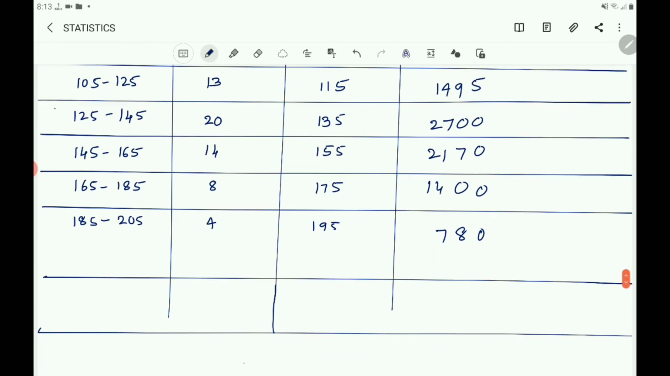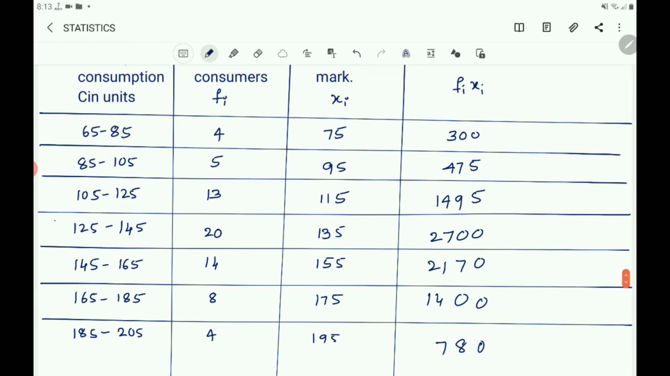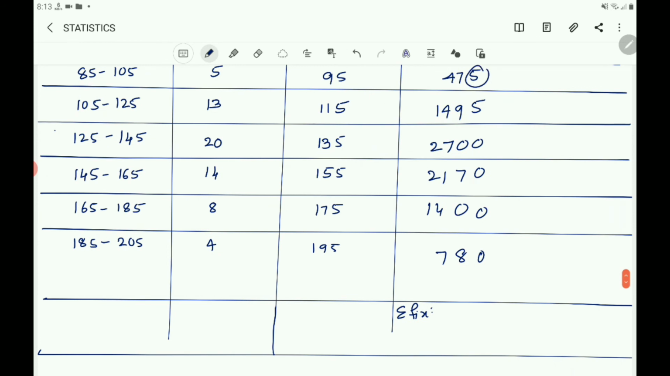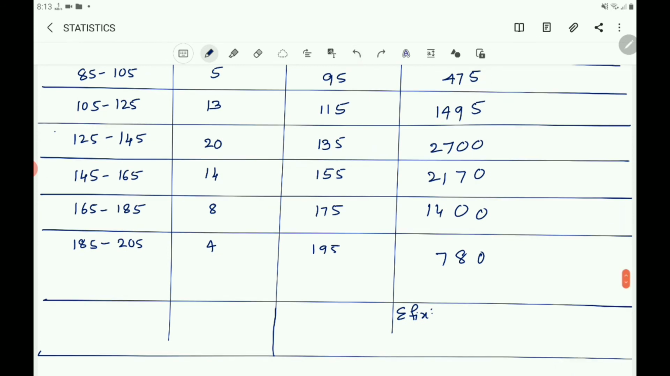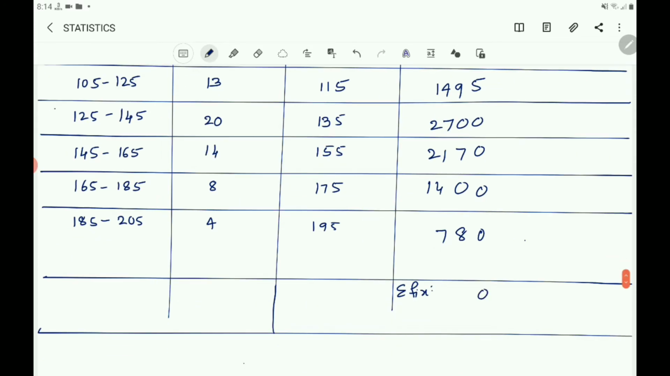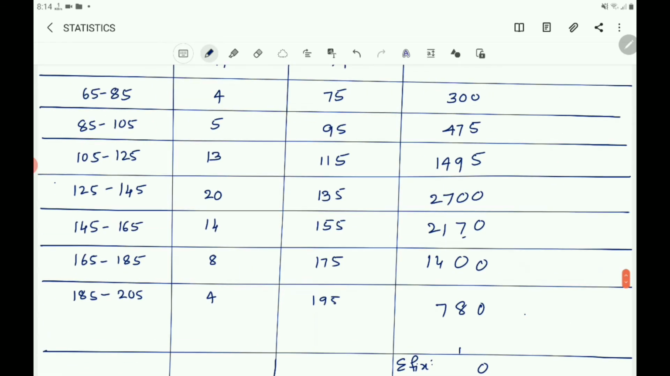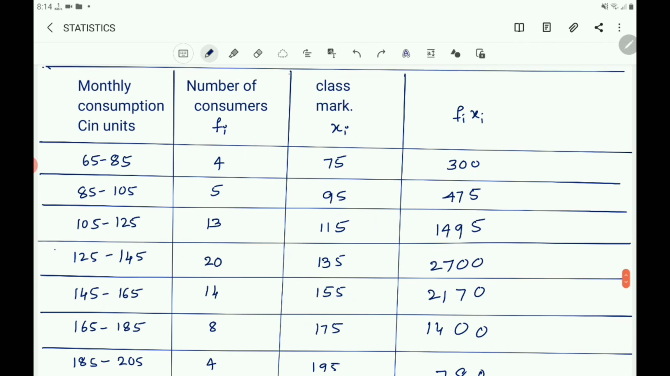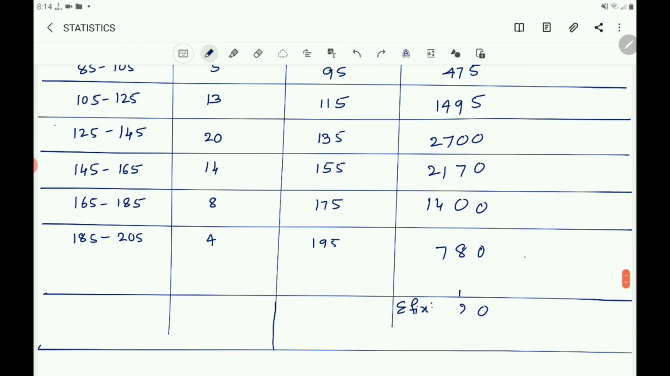Then find the sum of Fi xi. Summation of Fi xi. So you will get 5 plus 5, 10. Write 0 here. 1. 8 plus 1, 9. 9 plus 7, 16. 16 plus 9, 25. 25 plus 7, 32. Write 2 here.